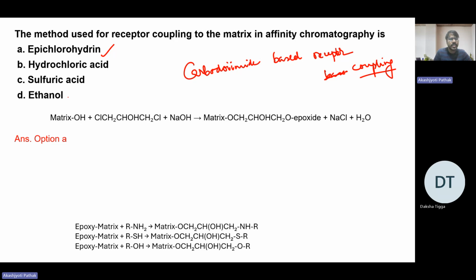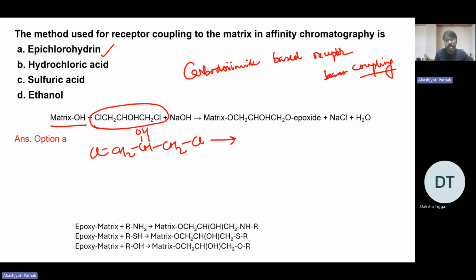The option is A. So basically you have this matrix, and this is epichlorohydrin. It has Cl, CH2, CHOH, CH2Cl. So this will react and form an oxidane molecule, CH2, CH, with an O group between these two. Then this will interact with our matrix and form an activated matrix. Once you have the activated matrix, it can react with your receptor, and the receptor gets immobilized on the matrix.